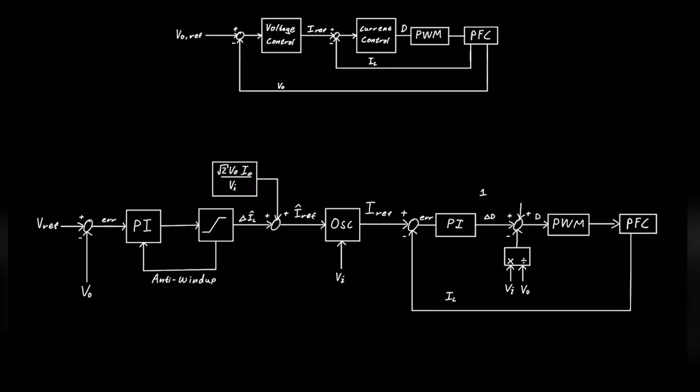Now, if you want to get the complete control circuit, you just put the voltage control next to the current control. So you have this cascade control as I showed you in the beginning. So just to recap a little bit, this is the voltage control, and then we have an oscillator to get the reference current, and then we have the current control to get the duty cycle, and then we have a PWM to get the input signal for the MOSFET that goes into the PFC.